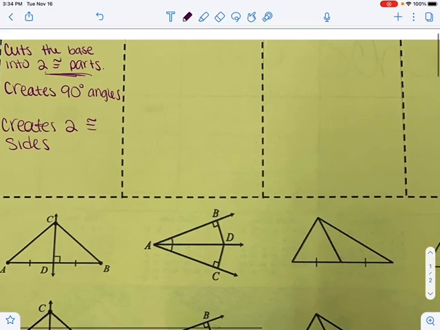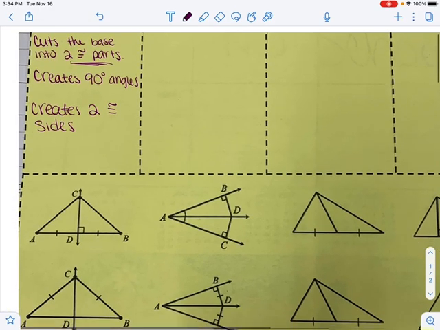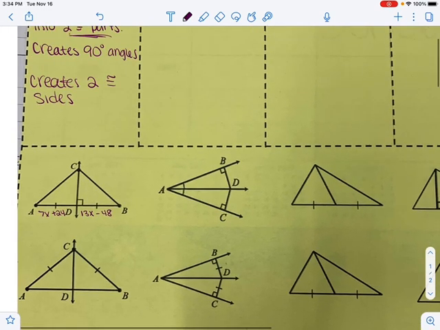So we have 2 pictures underneath. We're going to practice with them. The first one will give this little guy right here 7x plus 24. And then let's do the other guy, 13x minus 48. And since we know it's a perpendicular bisector because it says it underneath, we can set these equal to each other. So 7x plus 24 equals 13x minus 48.